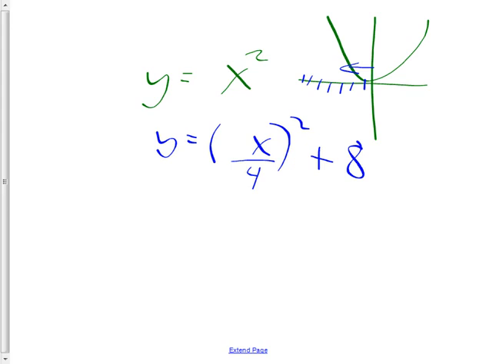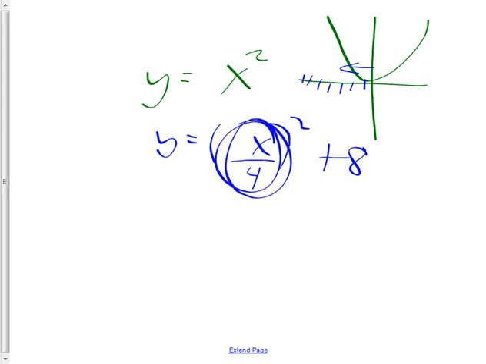I said, if I were to do something on the outside like plus 8, which one seems logical to you? Should that be up 8 or down 8? Up 8. And it is up 8. It's exactly what you'd expect. The stuff on the outside is what you would expect. It's not counterintuitive. Stuff on the inside is the opposite of what you'd expect.